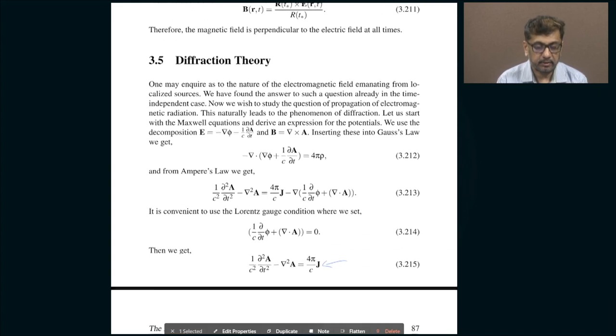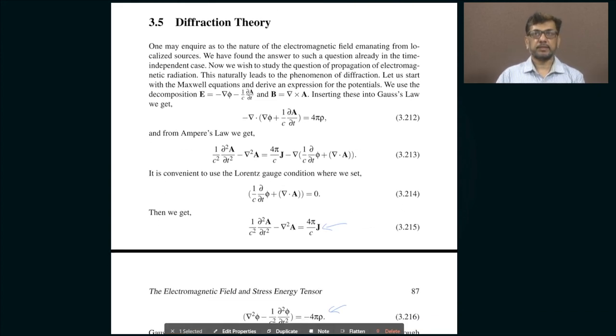What is more generally applicable and important is diffraction theory. Diffraction theory is very similar to this Green's function electrostatic problem, except that instead of the Laplacian you are dealing with the d'Alembertian, that is, the wave equation. What is the Poisson equation? It's the Laplace equation with a source. Similarly, in diffraction theory, what we are going to be solving is the wave equation with a source.